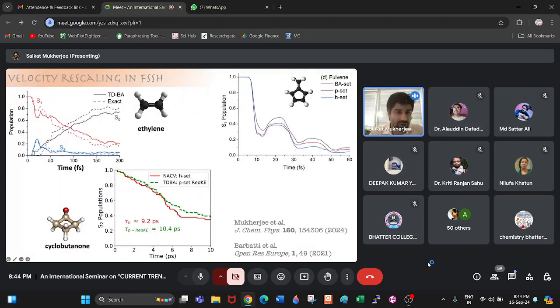And this is our benchmark comparison of how the conventional non-adiabatic coupling vector and our improvised time-dependent Baeck-An coupling method work. More or less, this is ethylene. You can see the population profiles. This is cyclobutanone. This is fulvene. So more or less, we are satisfied with the comparison between non-adiabatic coupling and without non-adiabatic coupling but with approximated time derivative coupling.